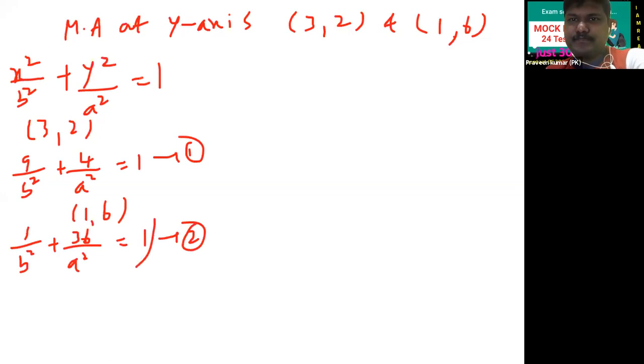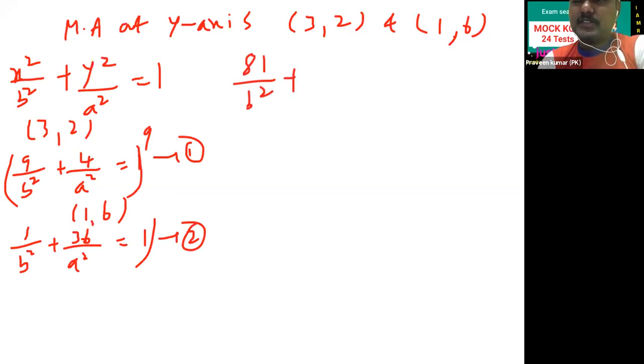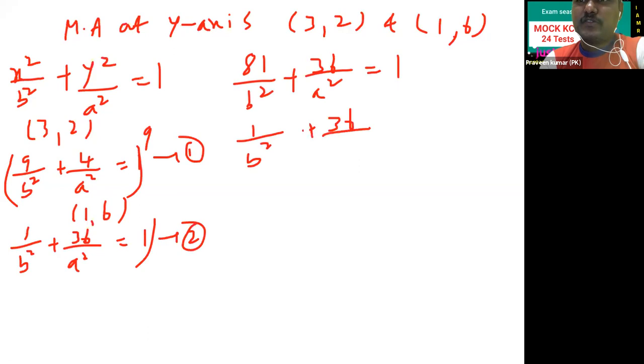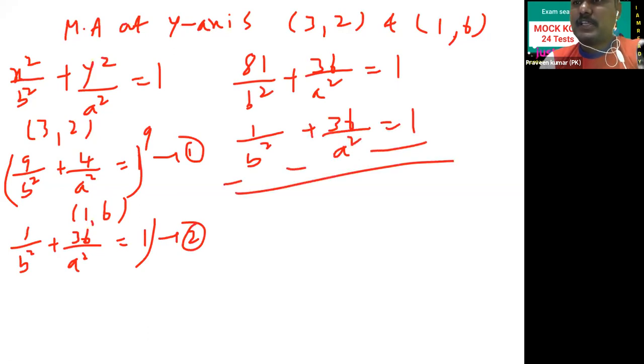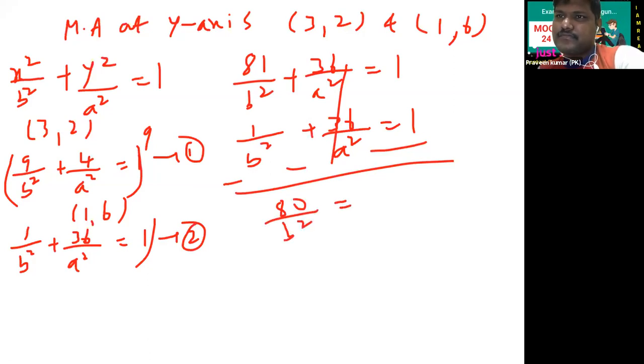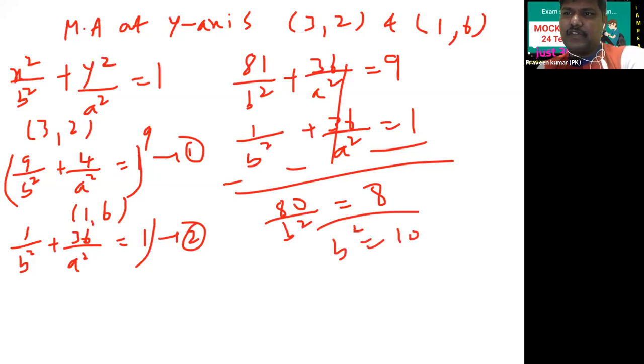Multiply the first equation with 9. 81 by b square plus 9 4s are 36 by a square equal to 9. The second equation: 1 by b square plus 36 by a square equal to 1. If you subtract, the second term gets cancelled. 80 by b square equal to 9 minus 1, 8. B square equal to 10 we are getting now.